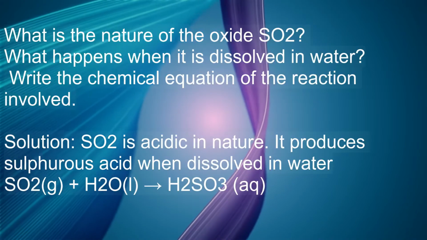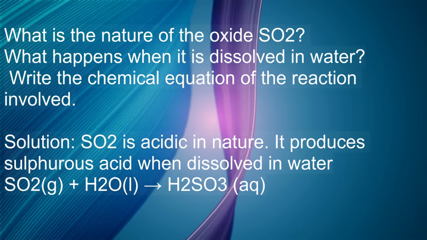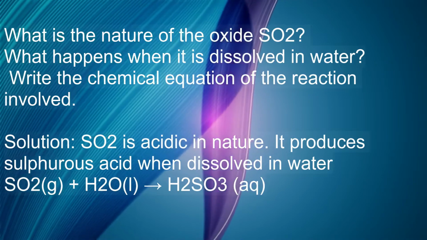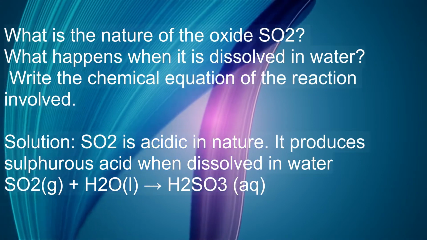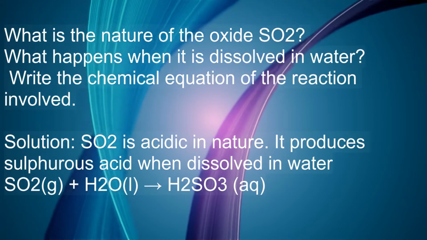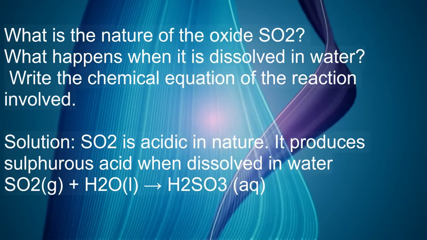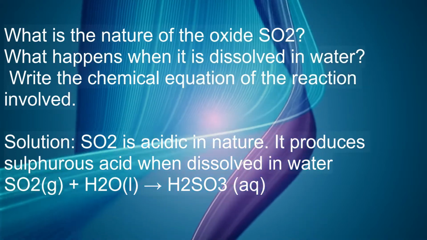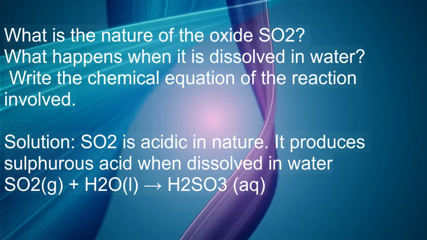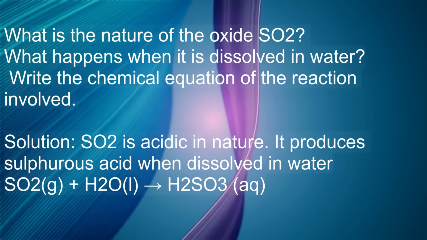A. What is the nature of the oxide SO2 sulfur dioxide? What happens when it is dissolved in water? Write the chemical equation of the reaction involved. Answer: SO2 sulfur dioxide is acidic in nature. It produces sulfurous acid when dissolved in water. SO2 sulfur dioxide gas plus H2O water liquid gives H2SO3 sulfurous acid aqueous solution.